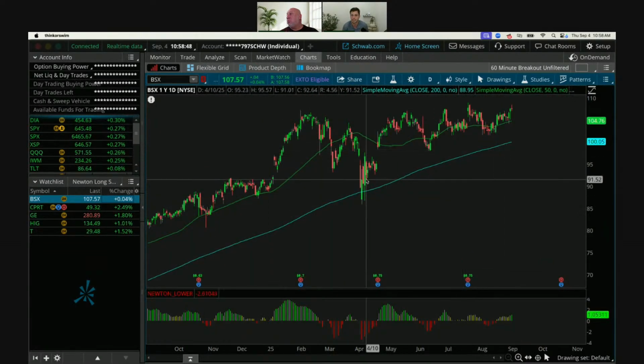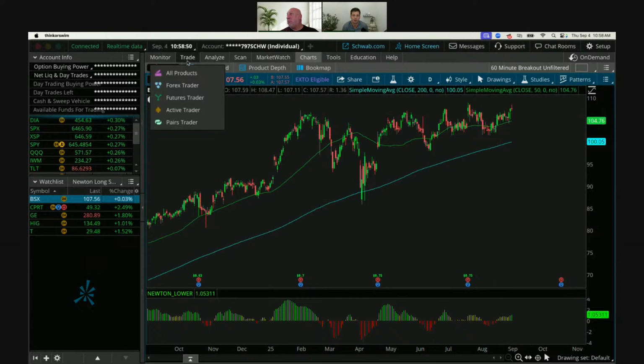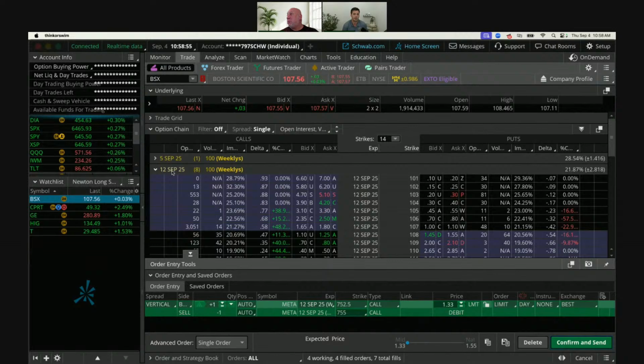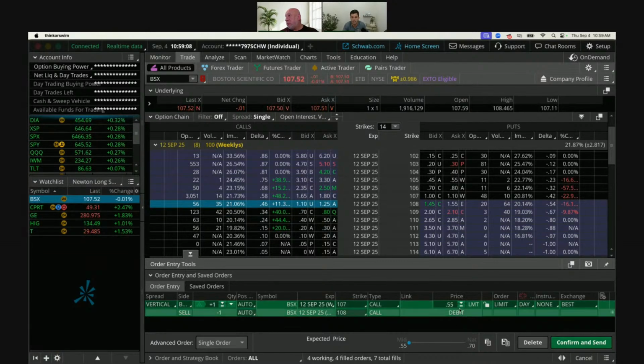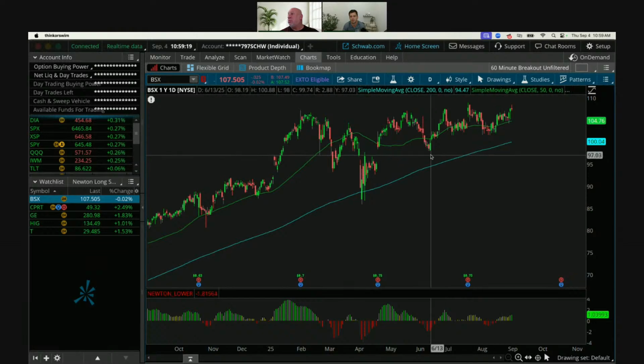So here on BSX, again, good, healthy trend. If I want to trade the wrap order for next week's expiration, again, I'm September 12th, and I'm going to wrap the current price with 2 strikes. So price is 107.50. So we're going to buy the 107, sell the 108. We are wrapping the current price. Right now, this is at 55 cents. I'm going to set a debit here at 50 cents to see if I get filled. Again, it's a little bit wider, so make sure you're using a limit order. But here in this trade, again, I'm entering for 50 cents a contract.